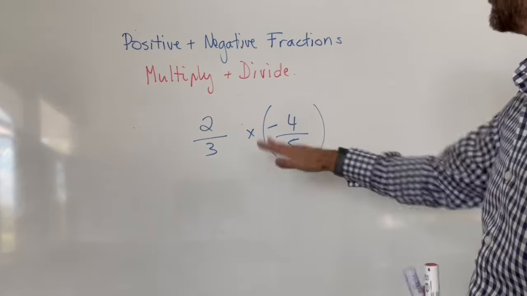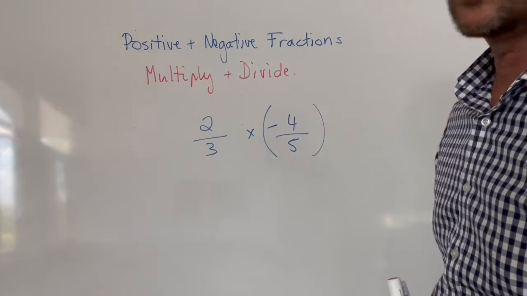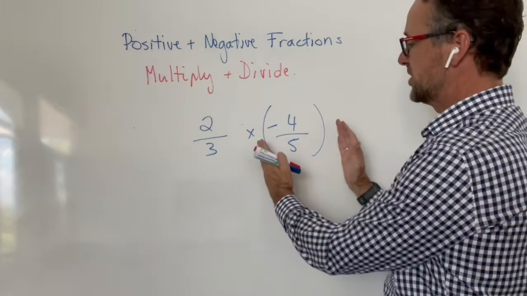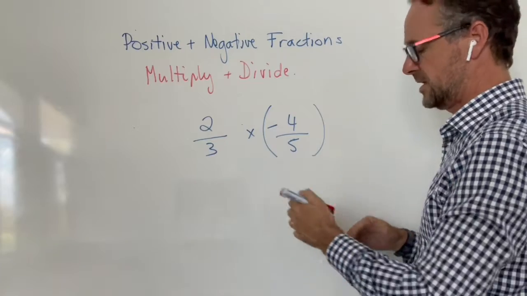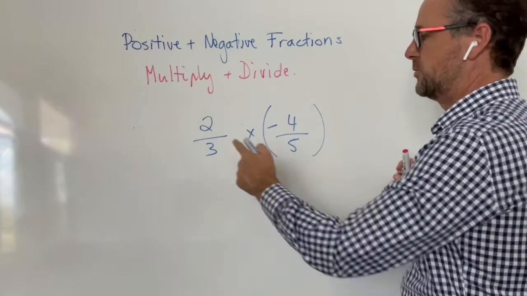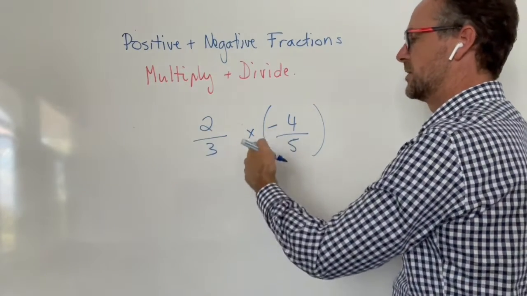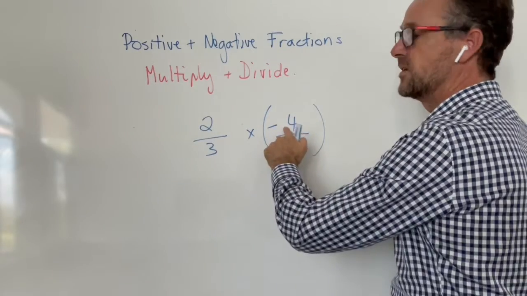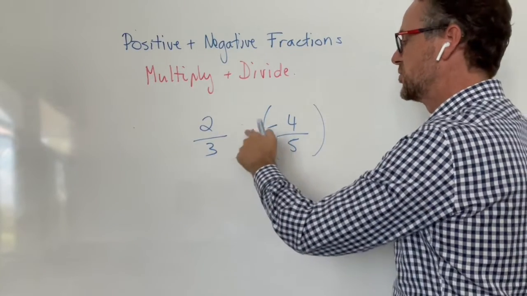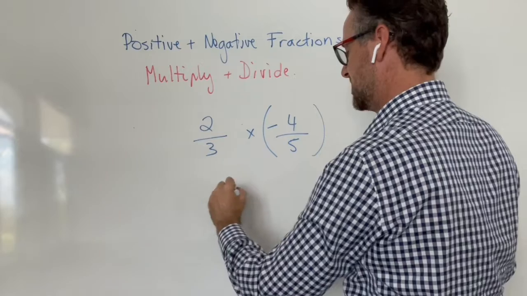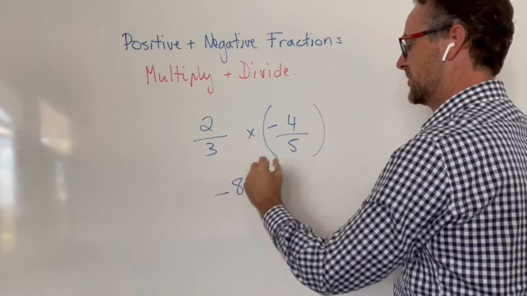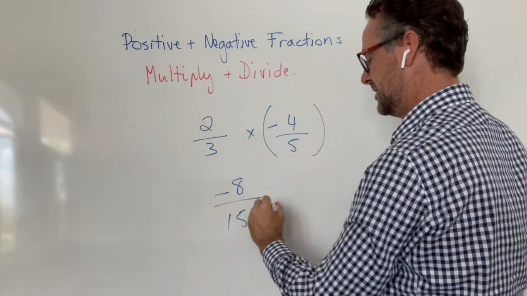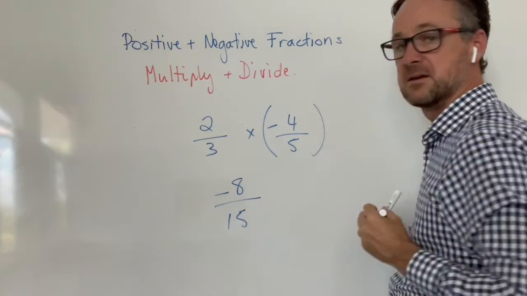Okay, so here we have a multiplication question. We've got our brackets around our -4/5, and we've got a positive number times by. So a positive times a negative gives us a negative outcome. So 2 times -4 gives us -8, and 3 times 5 is 15, and that's as simple as it is.